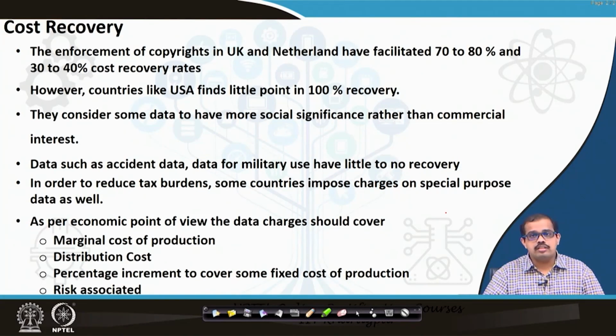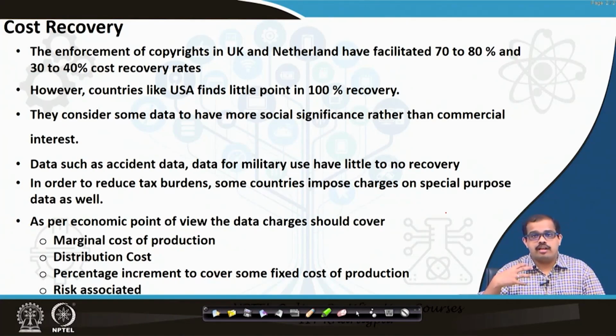Then there are different cost recovery methods when you are looking at enforcement of copyrights in the United Kingdom and Netherlands. They facilitate 70 to 80% and 30 to 40% cost recovery rates respectively in those countries. However, if you look at the USA, the cost recovery rate for any data is 100%. Whatever data is produced by different agencies there is 100% consumed.